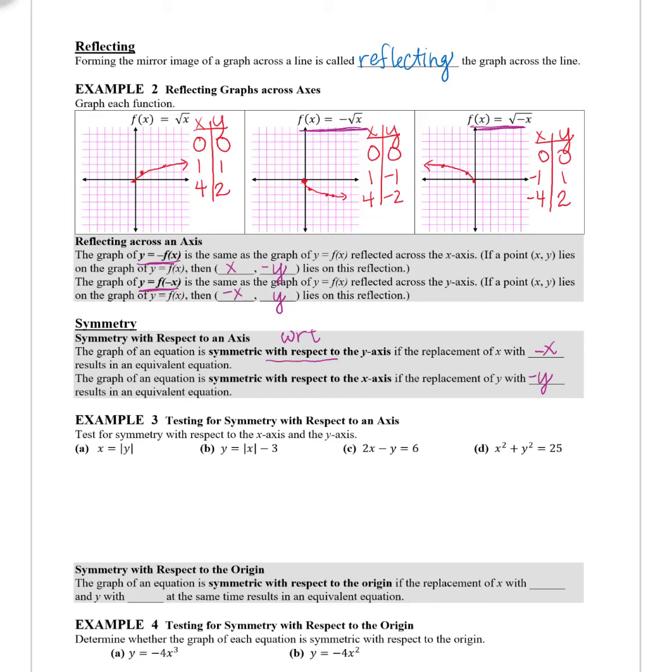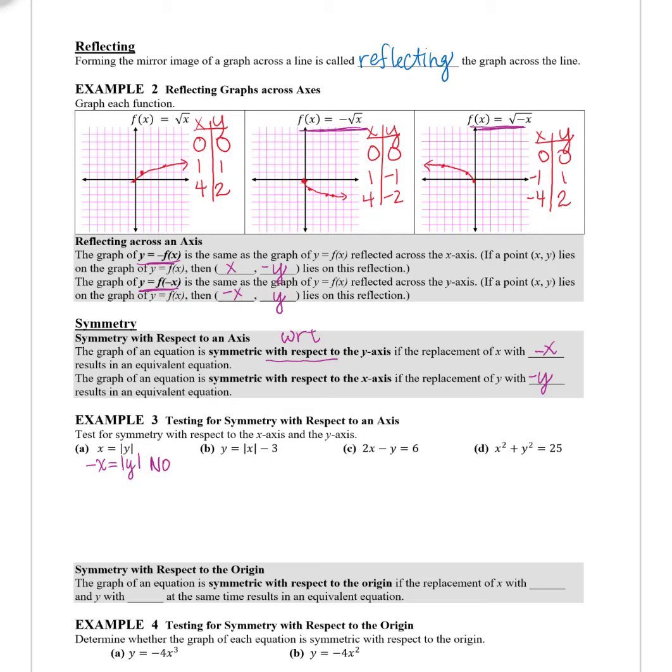Okay, example 3. If we want to test for symmetry without seeing what the graph looks like, but just looking at the equation, we can do that. For the first one, if I want to test for symmetry with respect to the y-axis, I just replace the x with negative x. Now, does this result in an equivalent equation? Are these two equations the same? No.